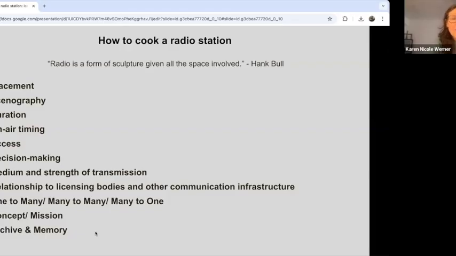Again, this idea of the medium and strength of transmission. Are you sending on AM, FM? Are you licensed or are you not?